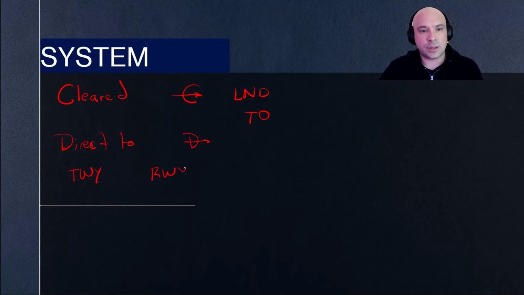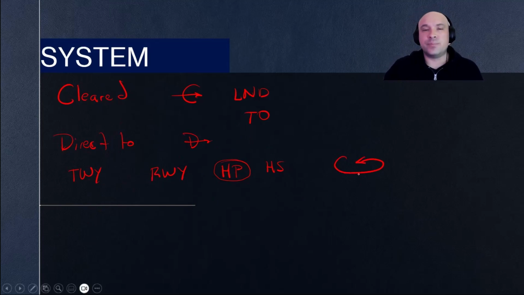Taxiway, runway, holding point, holding short. This could be confused with holding pattern as well. So we need to be very, very specific. What I do for holding is that I'll just draw an elliptical arrow, let's say. Speed, I use V, yes. Approach, APP, as usual, etc.